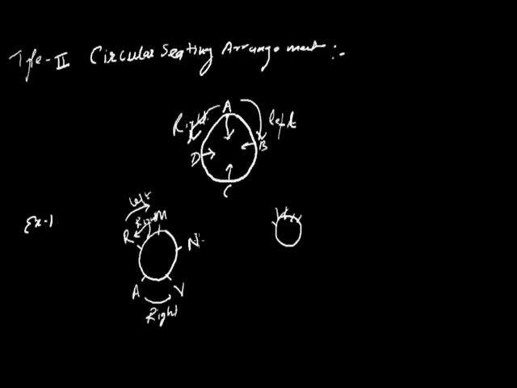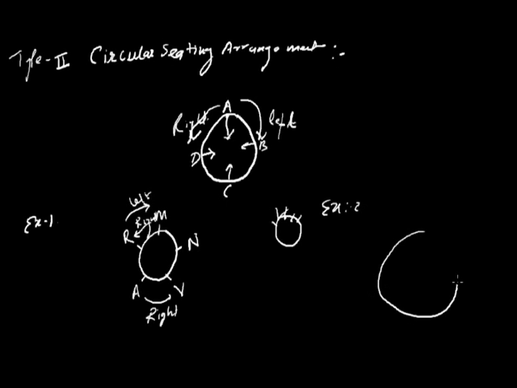Take one more example based on circular arrangement. Suppose 6 persons P, Q, R, S, T, and U are sitting in a circle facing one another, front to front. Now P is sitting in front of Q. What do you mean by P is sitting in front of Q? This is the next example.